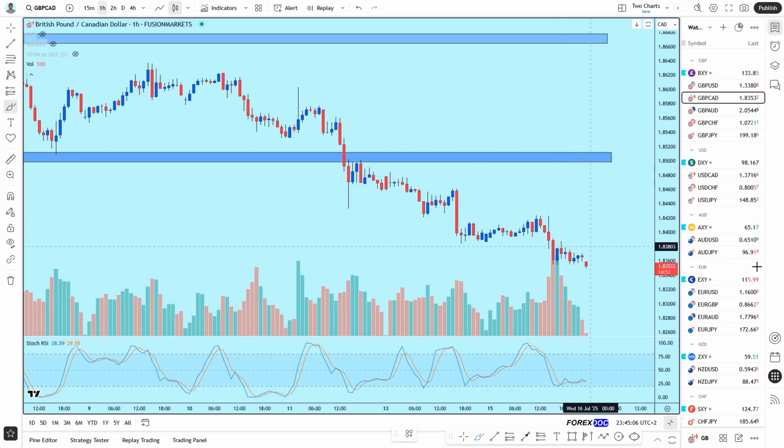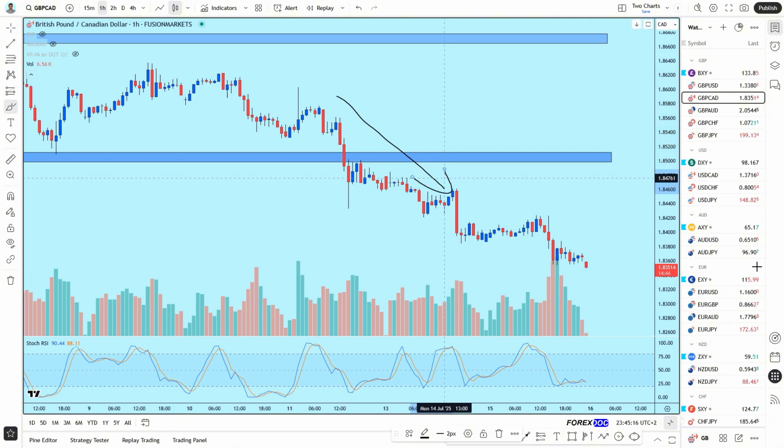We can also see very similar behavior with British pound Canadian dollar. We can see this very strong downtrend here. Price then formed this very aggressive bearish move. Then we have this very slow bullish pullback. Price retested this previous low. We have stochastic RSI sell indication, and as we can see here, price went down. So this strategy with aggressive move, slow pullback, stochastic RSI works great in a trending market.